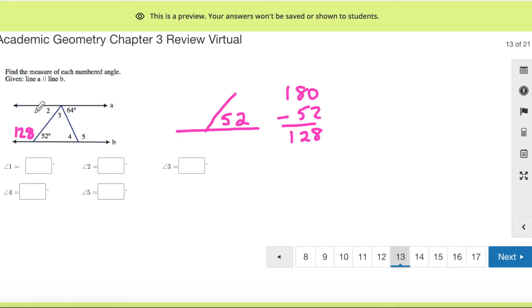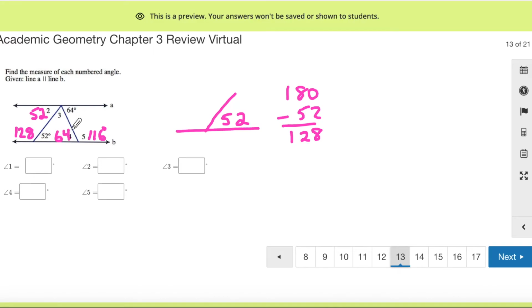52, angle 2 is going to be, they are alternate interior angles because up here it says line A is parallel to line B. Alternate interior angles, so this is going to be 52 degrees. Angle 6, 64 degrees, and angle 5, they are consecutive interior angles. These two have to add up to 180, so that makes this 116 degrees. These are a linear pair. Also, these are alternate interior, 64 and angle 4, so that makes this 64.